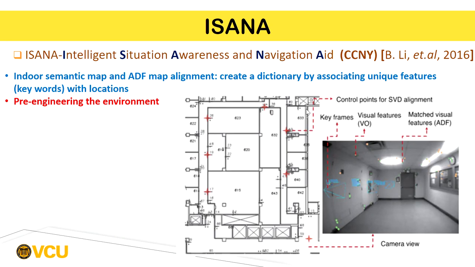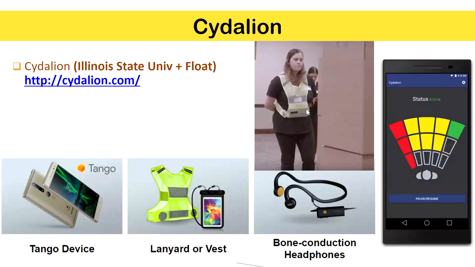But this system also has some limitations. It requires pre-engineering the environment. It has to use a camera to travel all the areas, extract the visual words, and build a dictionary by manually associating the key features with a certain location, and then they can use this function. Also, it's not robust to illumination change because it uses visual features. If the features are taken in daylight and then matched at night, they may not match because they look different. It's also not robust to dynamic scenarios.